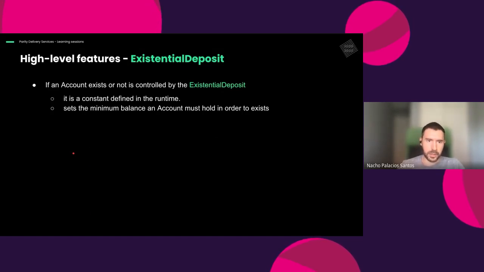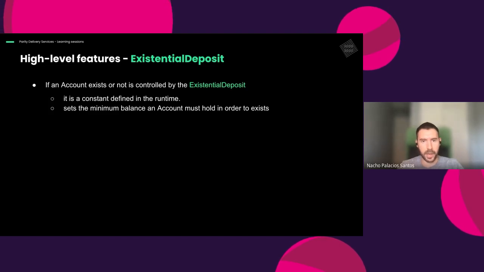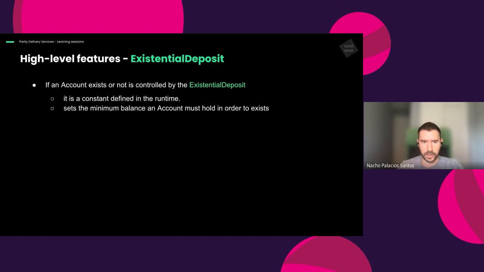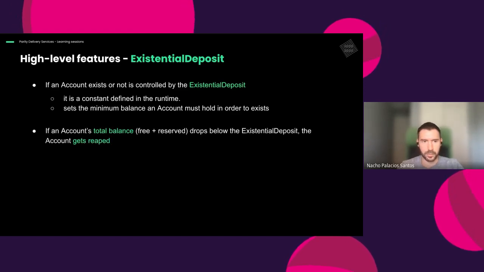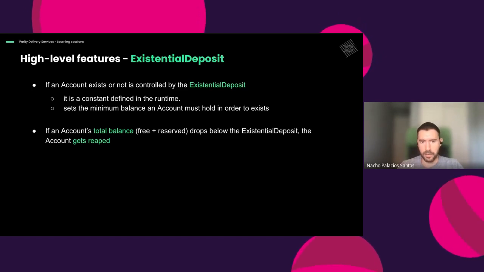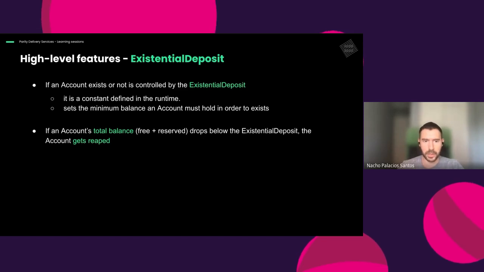What's existential deposit? Whether an account exists or not is controlled by the existential deposit. This is a constant defined in the runtime that sets the minimum balance an account must hold in order to exist. Therefore, if an account's total balance, remember, free plus reserved, drops below the existential deposit, the account gets reaped.